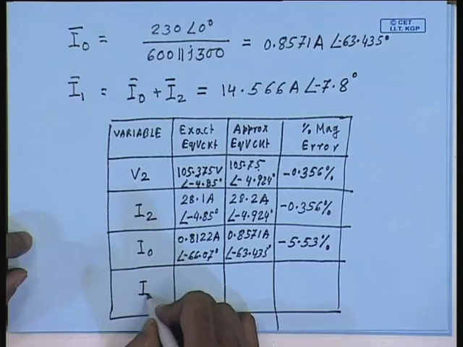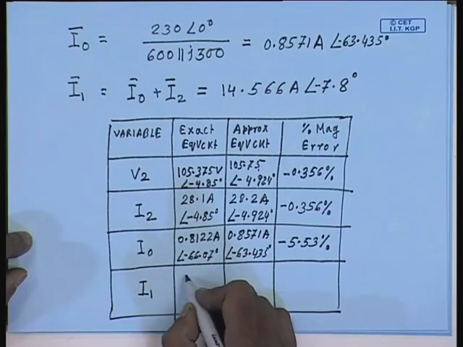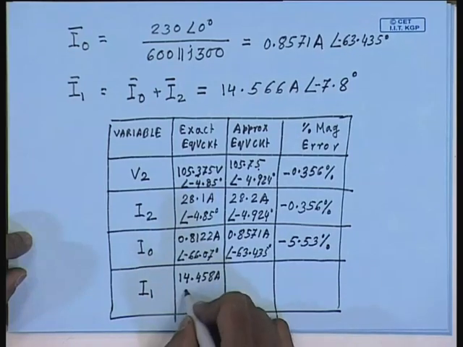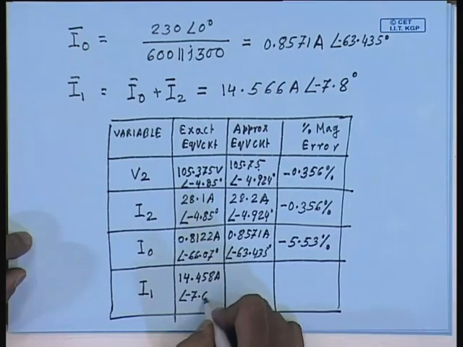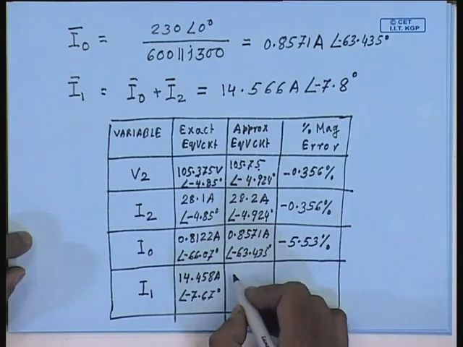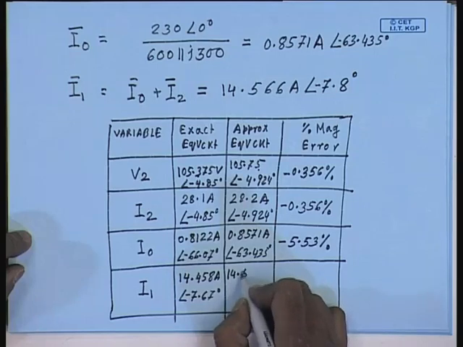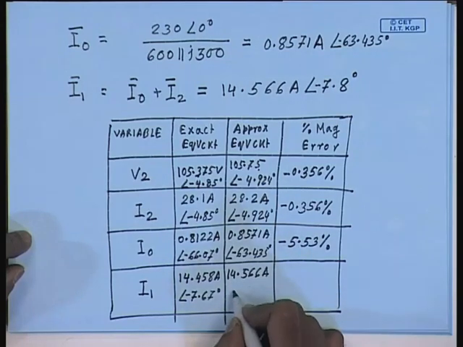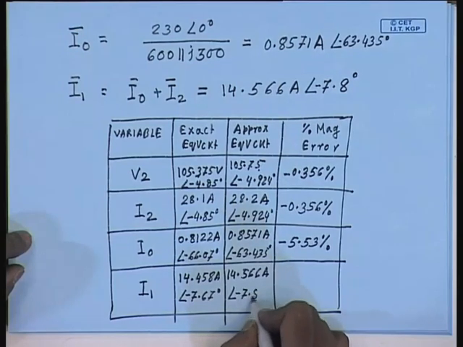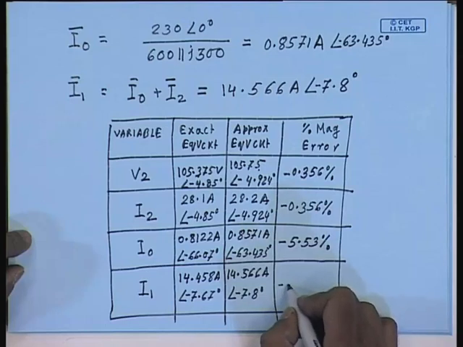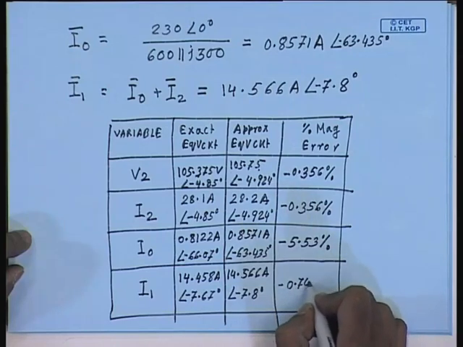Lastly, for I1, the magnitude by exact equivalent circuit came to 14.458 ampere at an angle of minus 7.67 degrees, and by approximate equivalent circuit it came to 14.566 amperes and angle of minus 7.8 degrees. The percentage error is just minus 0.747%.